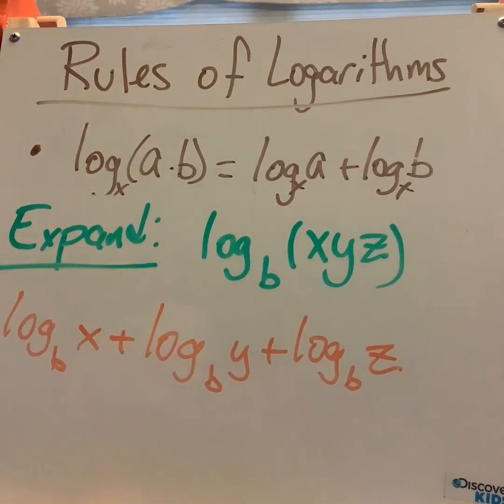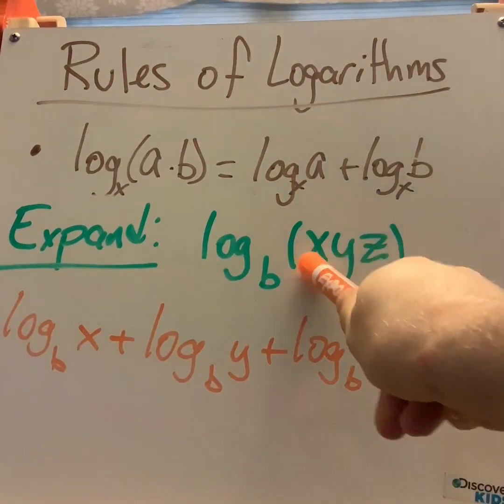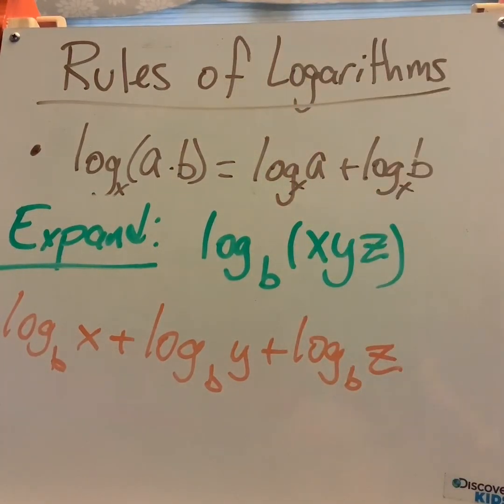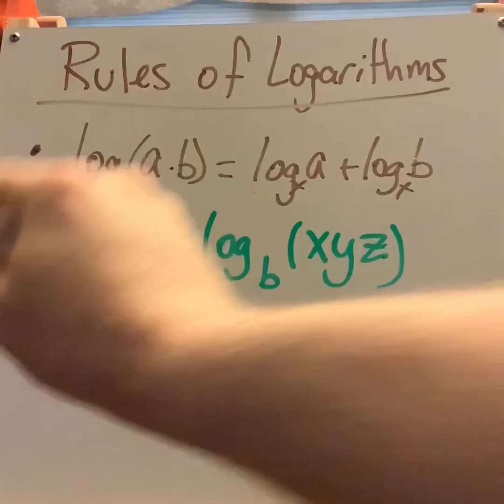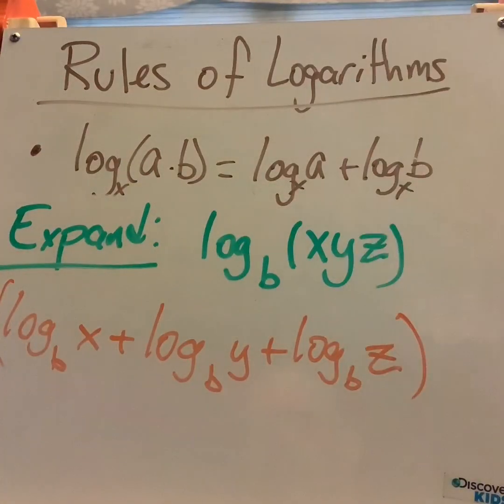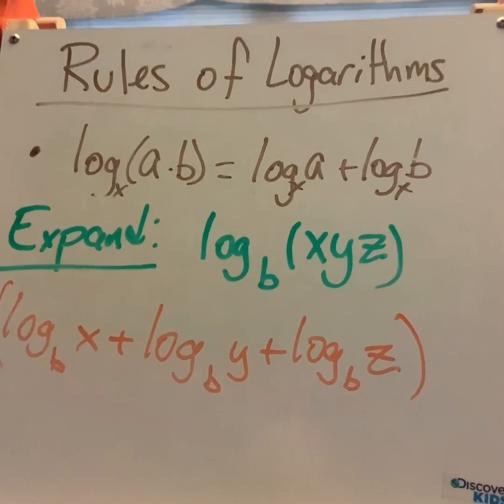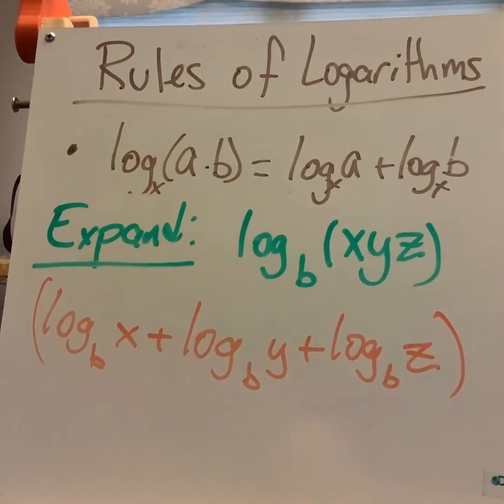So when you are multiplying inside the argument, you're going to give each of these terms its own log with the base of b and just add them together. This means, right, you can even put those in parentheses because it's all together. That is what's happening here. Log base b of x plus the log base b of y plus the log base b of z.